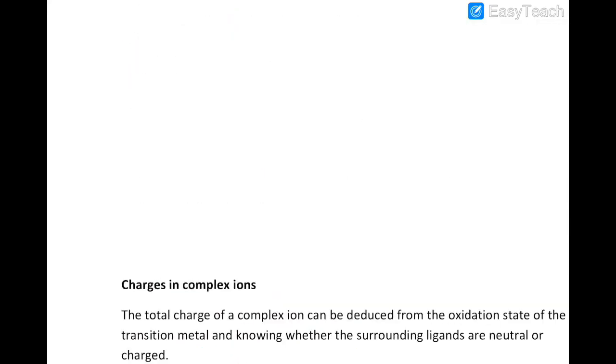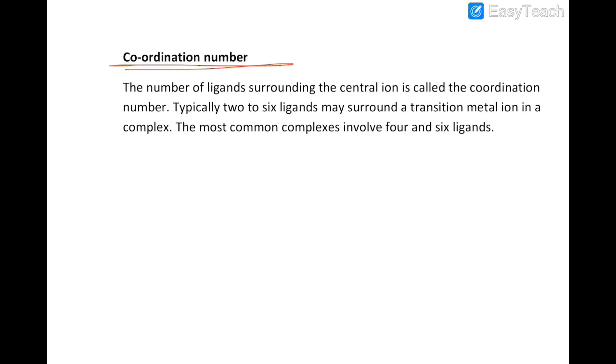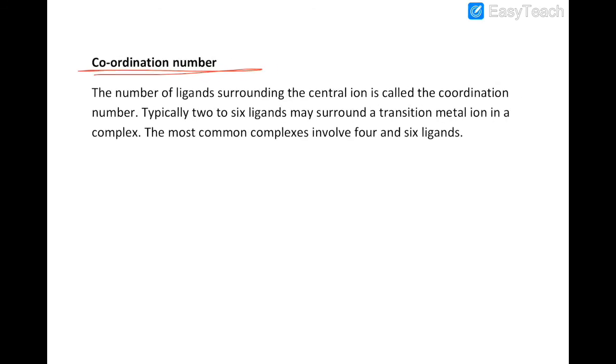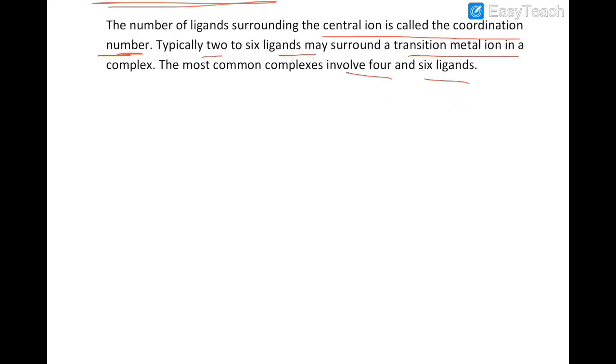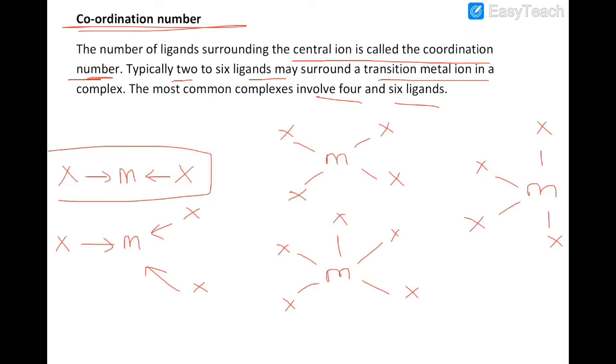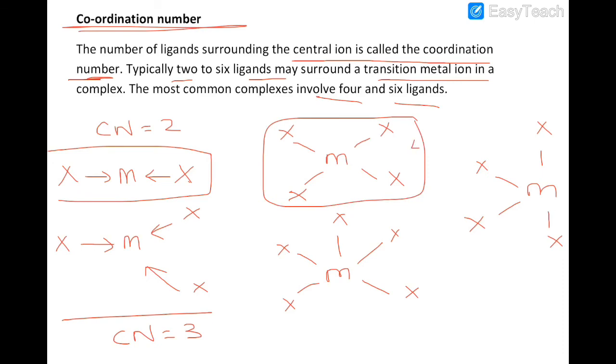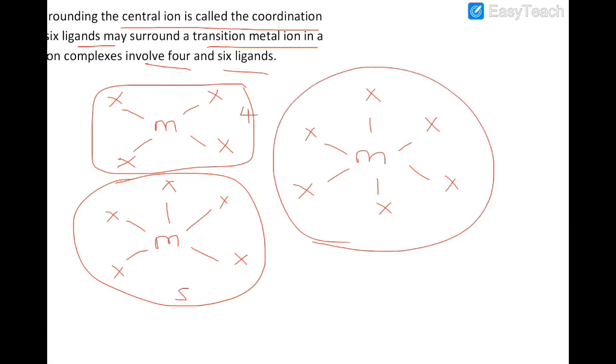Right. Let's see coordination number. The number of ligands surrounding the central ion is called the coordination number. Typically 2 to 6 ligands may surround a transition metal ion, and most common complexes involve 4 to 6 ligands. So you could have different numbers of ligands around that metal. Here you can see coordination number is 2 ligands to that metal. Here coordination number is 3. Here coordination number is 4. Here coordination number is 5. And you have coordination number 6.